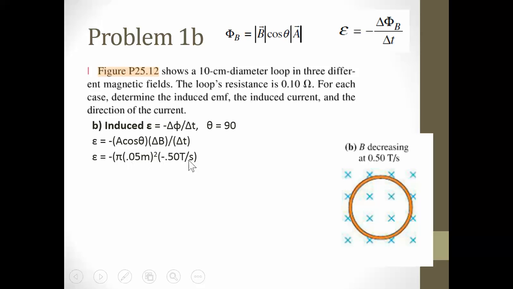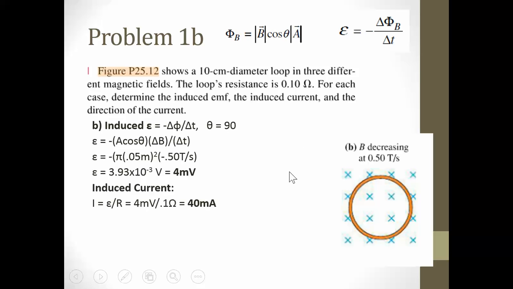Everything else is the same in here. Our area is the same. Our equation is the same. We end up with an induced EMF of 4 millivolts. And we can use that with the resistance to get our induced current. Our induced current is going to be the induced EMF divided by the resistance, and that gives us 40 milliamps.